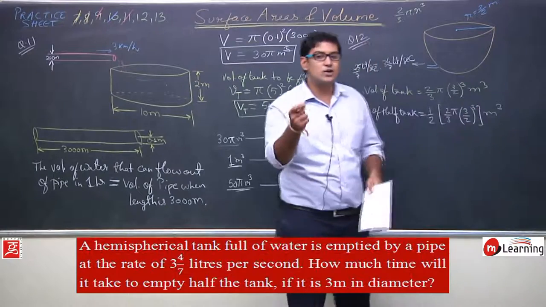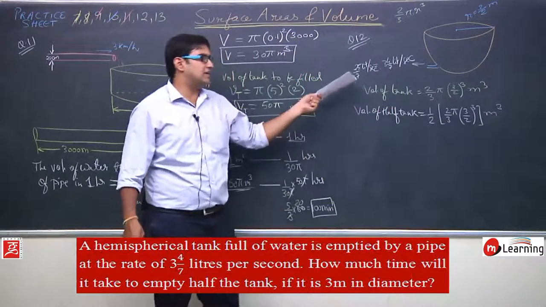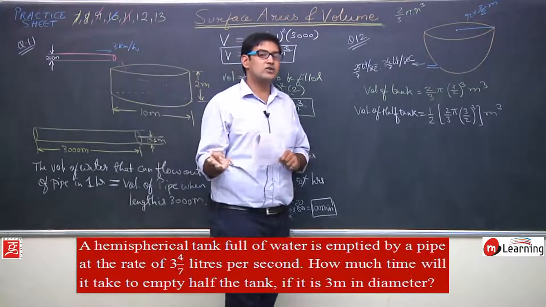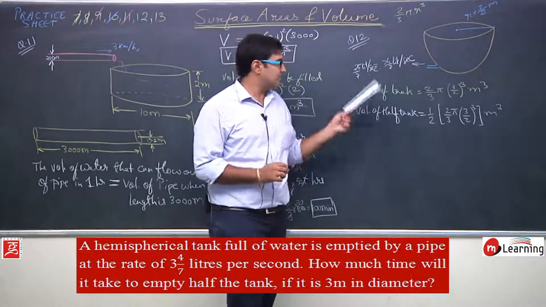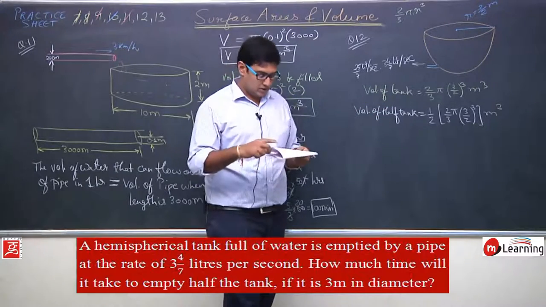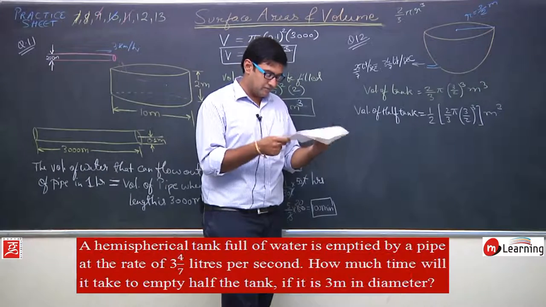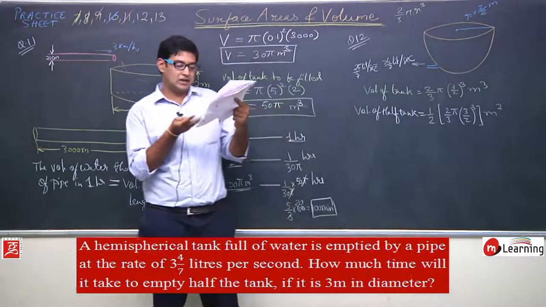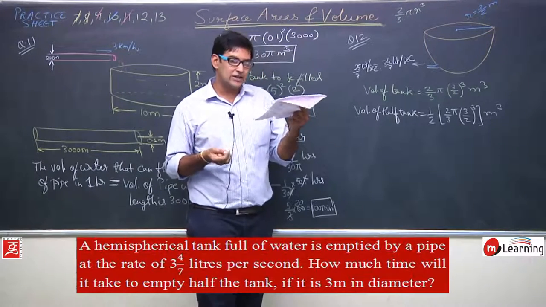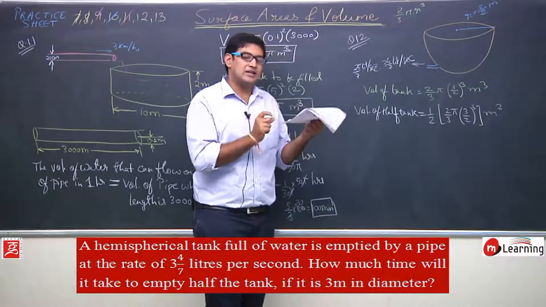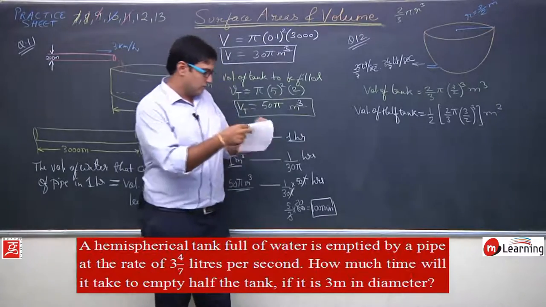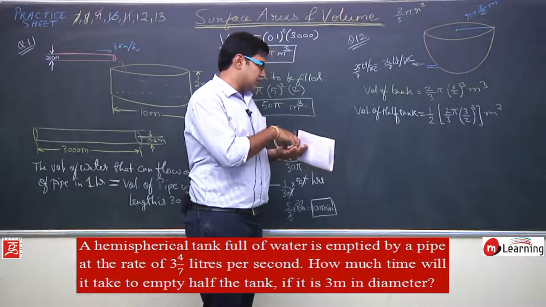1/2 into 2/3 pi into 3/2 cube meter cube, I can see there are two different units. One is meter cube and another is liters. So, for that, first you need to convert the units. You need to take a homogeneous unit, that is, convert either this liter into meter cube or this meter cube into liters. Okay? So, what you can see is in the question itself, it is given that the diameter is 3 meter and the water that is coming out from the pipe is 3.47 liters per second. So, from here only we should think that there are two different units and we need to convert one unit into another.